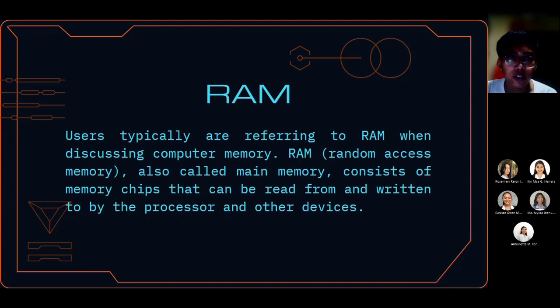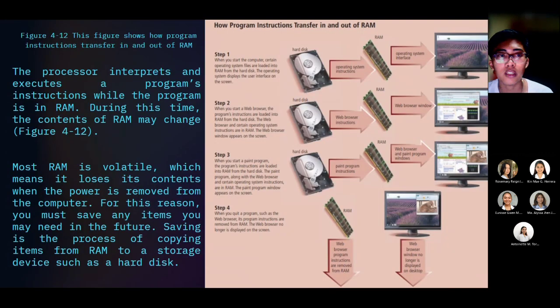RAM. Users typically are referring to RAM when discussing computer memory. RAM or random access memory, also called main memory, consists of memory chips that can be read from and written to by the processor and other devices. The processor interprets and executes a program's instructions while the program is in RAM. During this time, the contents of RAM may change.